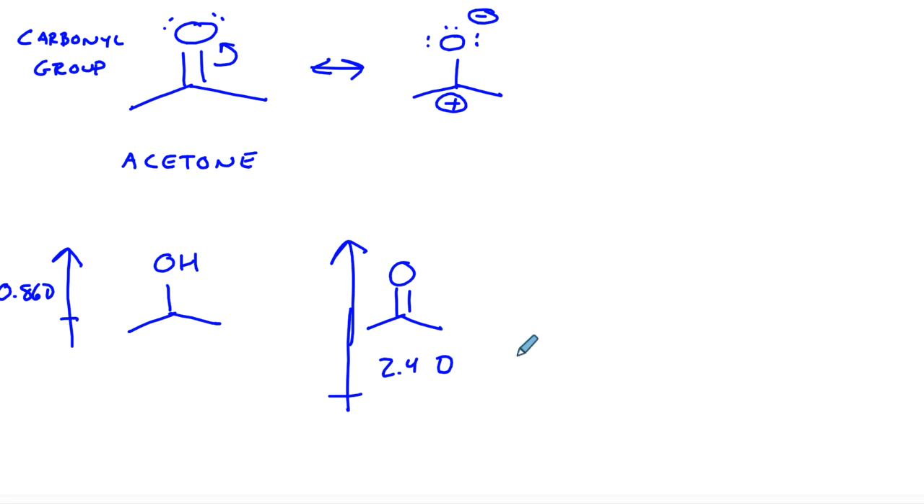So that enormous dipole moment is in part coming because of this charge-separated resonance structure. Now, when we're dealing with neutral compounds that have charge-separated resonance structures, the major contributor will be the one that has the least charge separation.